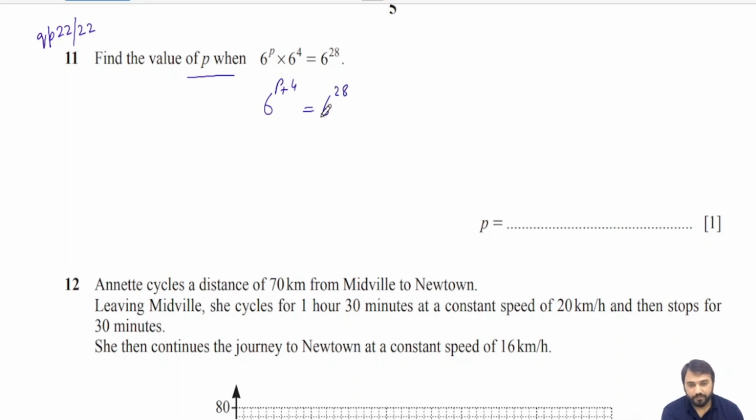Now the bases are same and there is an equal sign. So we are going to equate the powers. It means the powers are also equal if the bases are equal. 4 is adding here. When it moves, it will subtract. We will get 24. So this is our answer, 24.